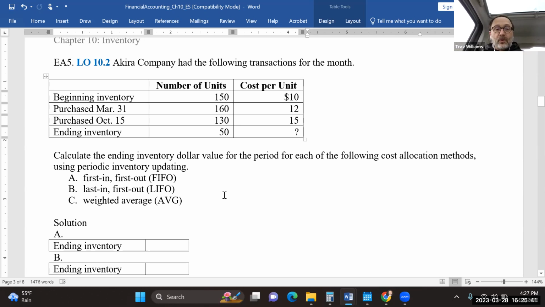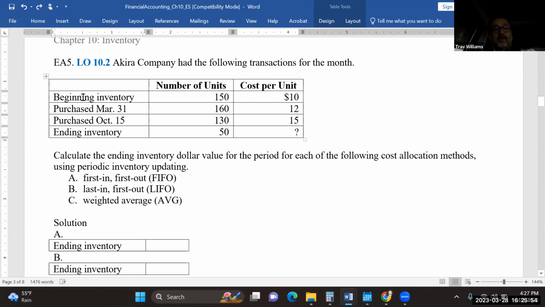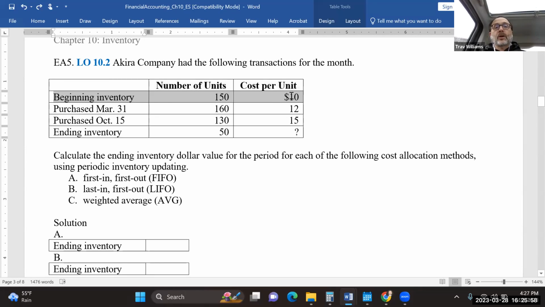Okay, so first we're going to use the FIFO method, first in, first out. With the FIFO method, the first inventory we sold would have come out of the first lot, first in, first out. The next inventory we sold would have come out of the second lot, and the last inventory that we sold would have come out of the last lot, right? So you could think of first in, first out as also last in, last out.